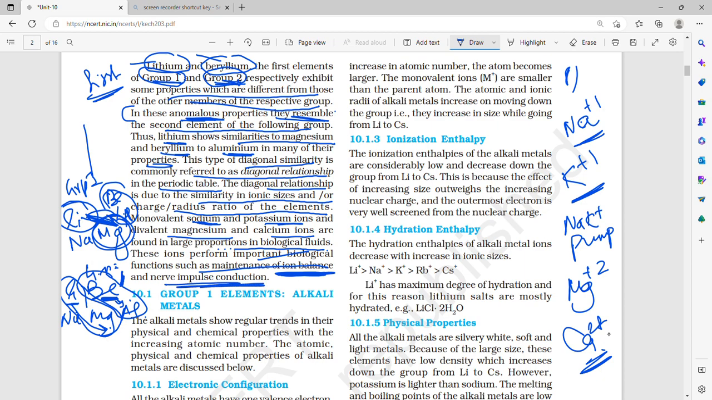So you'll know that in a neuron, when the neurons get excited, it is because of sodium and potassium only that the excitation occurs, that is depolarization and polarization of the membrane. Therefore Na+ and K+ are monovalent ions, and Mg+2 and Ca+2, the divalent magnesium and calcium ions, are very important in biological functions such as maintenance of ion balance and nerve impulse conduction.